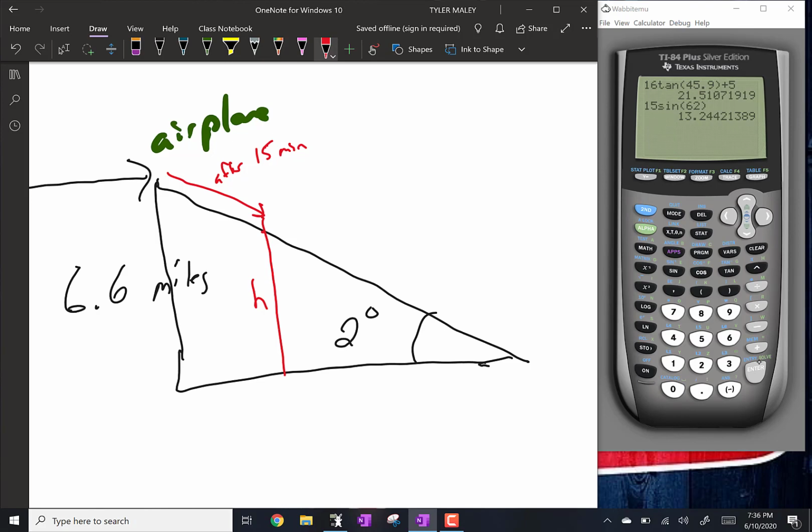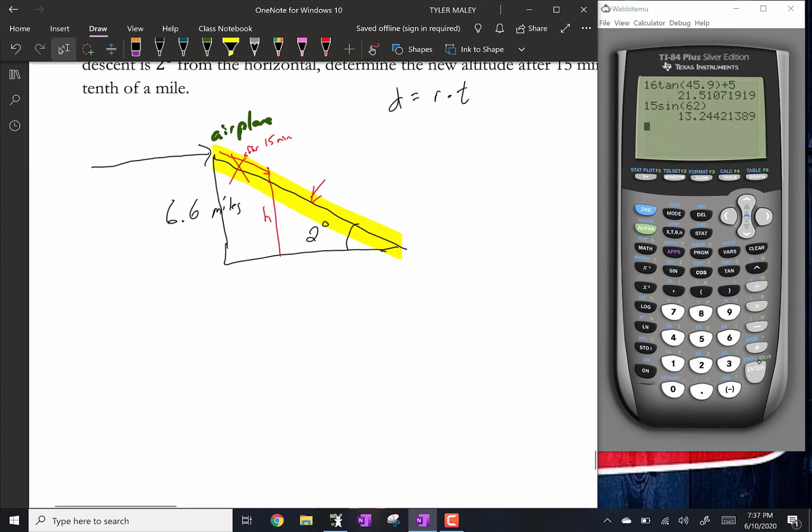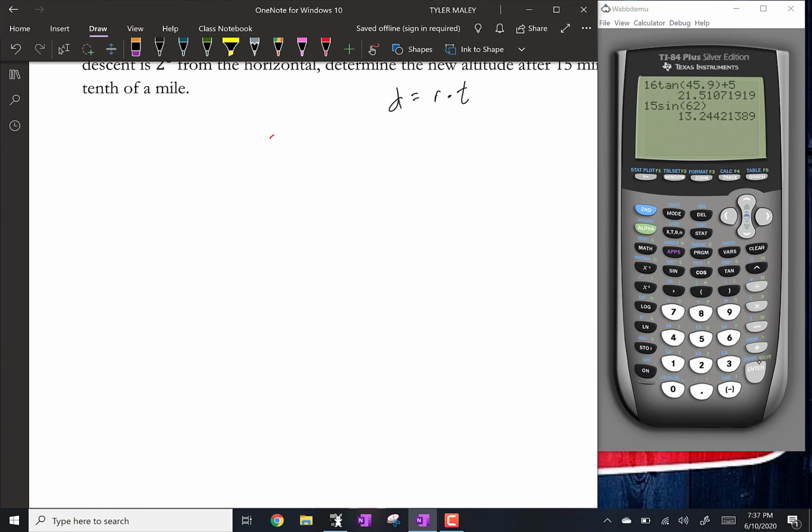So what would be helpful is if I knew, let me just put this in yellow, this whole distance, right? If I knew that whole distance, then what I could do is subtract off the distance that I would go in 15 minutes, and then we could figure out this distance to try to figure out h then, right? That's kind of my line of thinking. So to be able to do this, what we need to know is a common formula that's used in physics and mathematics, which is distance equals rate times time, right? All right, so let me maybe redraw this a little bit. Let me make this a little cleaner.